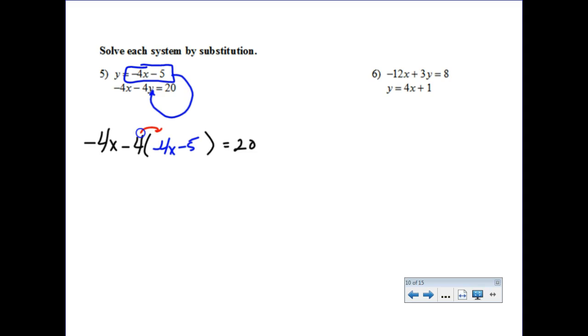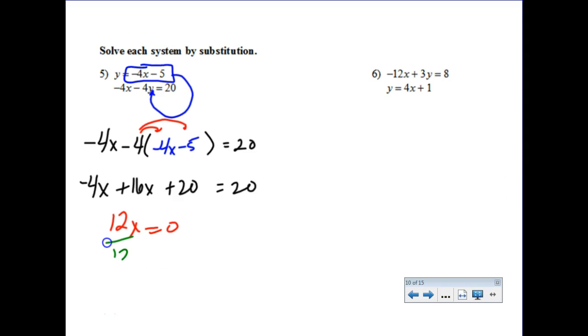So you have to start by distributing this. Careful, it's a negative 4 into here. So we have negative 4x, and then what is that, a plus 16x plus 20 equals 20. Now don't panic. You're going to get a 0 on one side of this equation. So you have 12x equals 0 when you move terms around. 12x equals 0. But 0 is still a number, guys. It is a solution. So x equals 0 is fine.